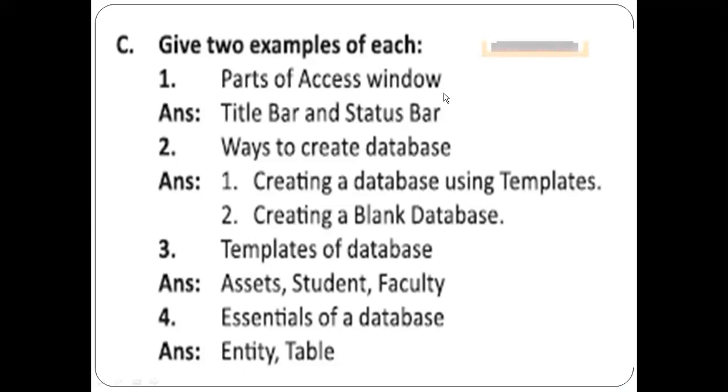Now, give two examples of the following. First one is parts of the Access window. It has a title bar and it also has a status bar. Ways to create a database: the first way is creating a database using templates, which are already present, and creating a blank database, which means starting from zero onwards. Templates of database, which are already present, are like assets, student, faculty. These are the predefined templates which are present in 7, and in higher versions you will get many more.